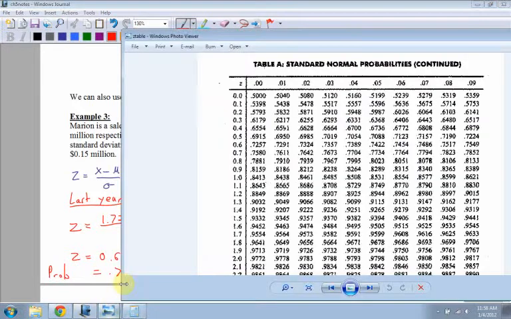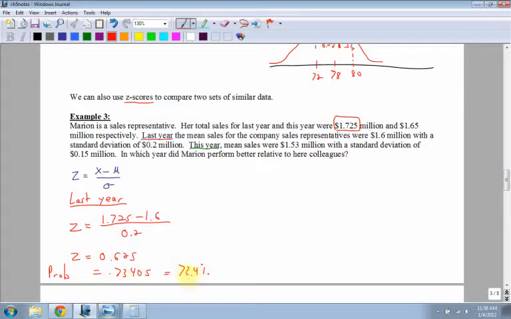So if you had just used, I don't know, 0.62, or rounded it to 0.63 and gotten 73.6%, you'd be pretty close. 73.4, 73.6 is all right.